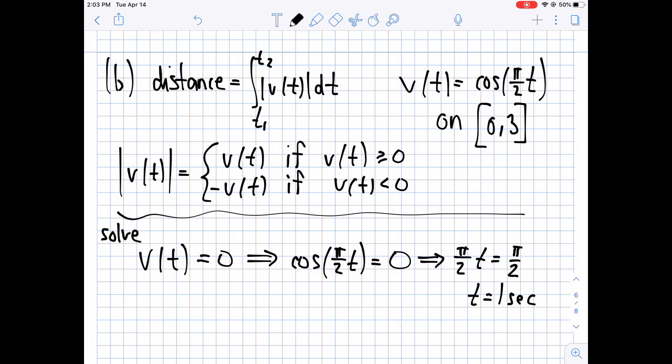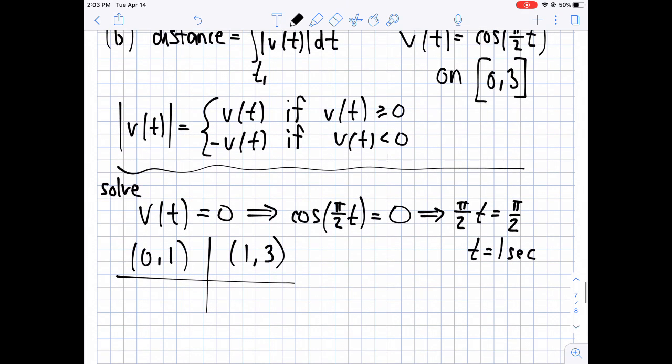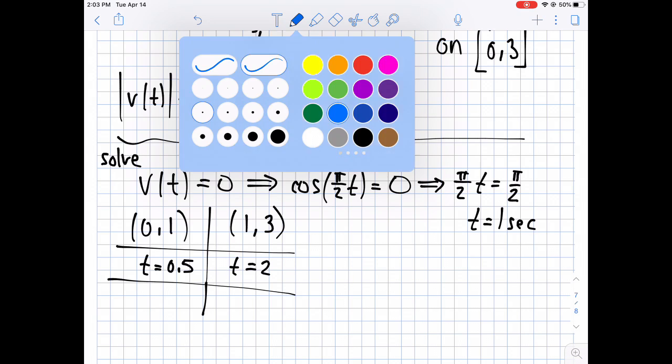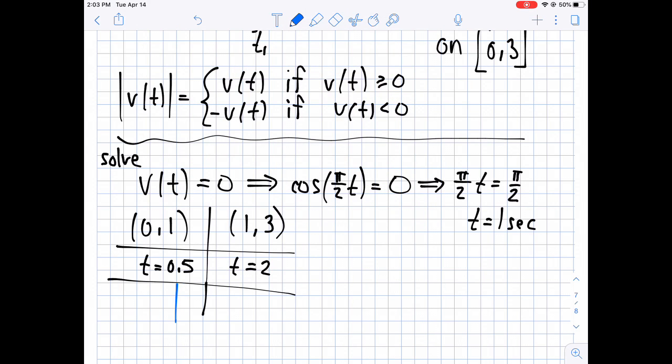So we can set up here a little bit of a time interval chart, so we're going to be looking at the time from 0 to 1, and then from 1 on, okay, and really we're interested in 1 to 3. So we can plug in a test value into our cos function. If I plug in, let's say, t equal to 0.5 and our test value of t equal to 2, what's going to happen with our cos function? Well, let's see. If I plug in t equal to 0.5, then really we're looking at cos of pi over 4, and that's going to be a positive value. If I plug in t equal to 2, then we're looking at cos of pi, which is negative 1, and so that's going to be a negative value.